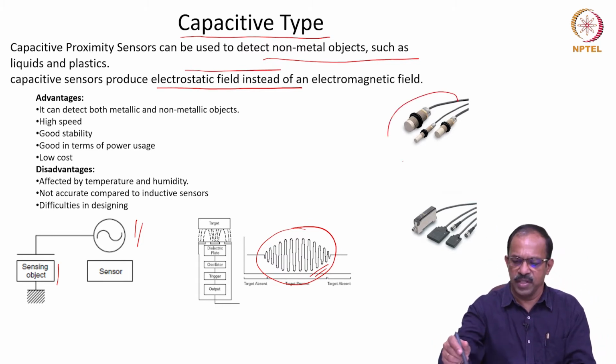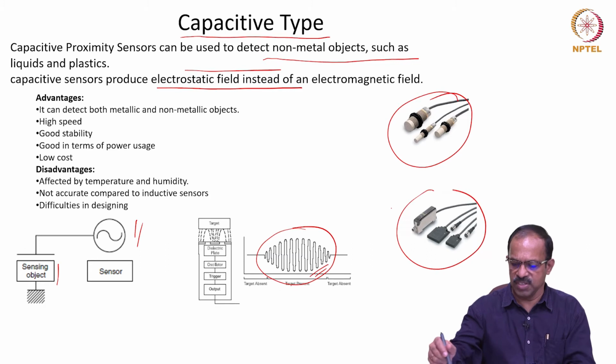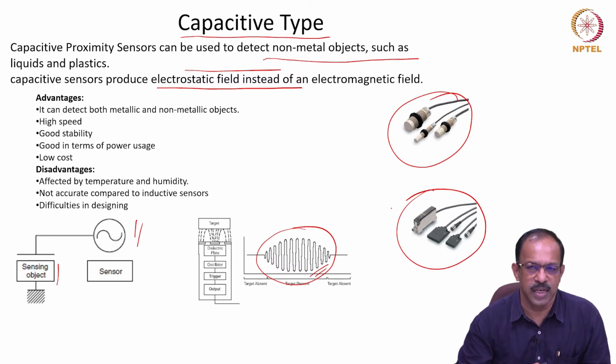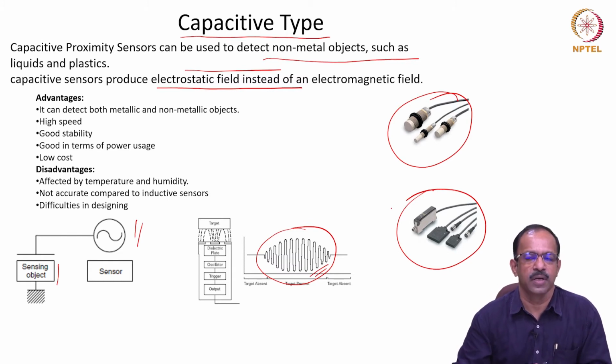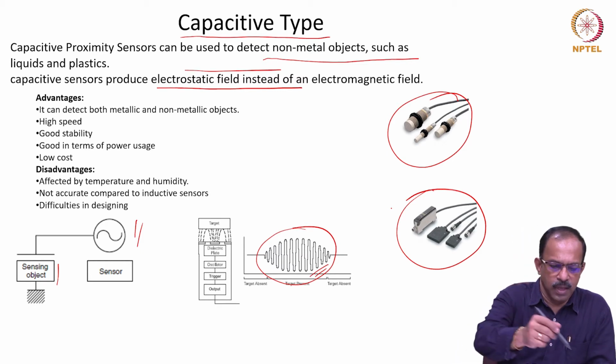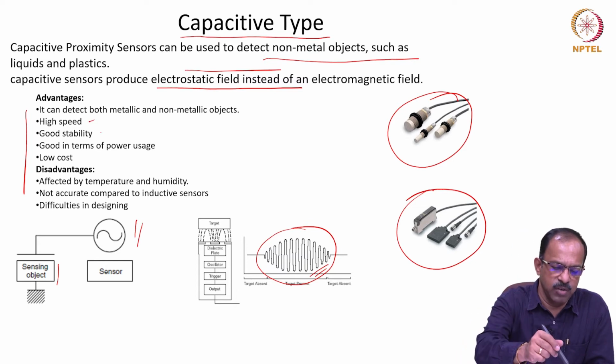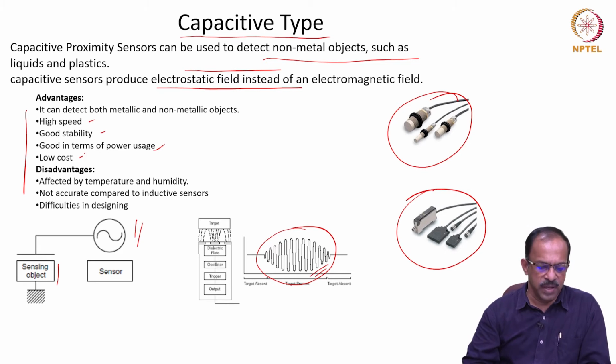Again, you can see there are commercially available sensors that can be easily attached to a robot, and then can be used for checking the proximity of a robot close to any object. It can detect both metallic and non-metallic objects, and high speed, good stability, good power usage, and low cost are the benefits.